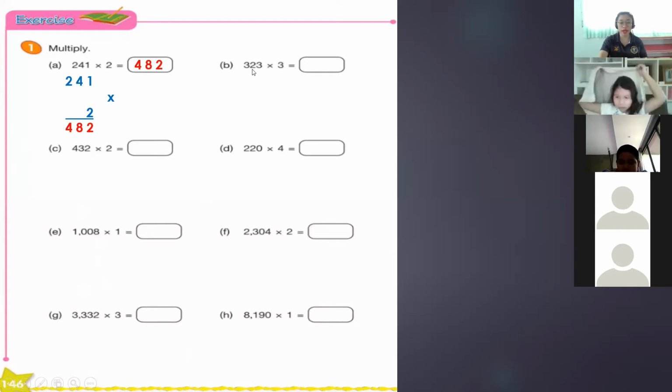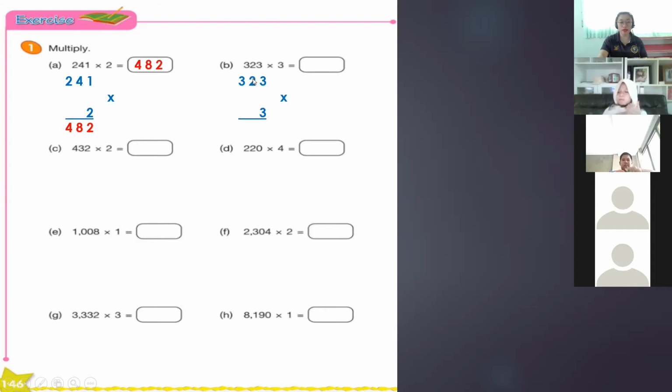Okay, next is in letter B. Okay, letter B, we have 323 multiplied by 3. So let's write 323 times 3. So let's multiply from the ones place. Okay, so 3 times 3 is 9. 3 times 2 is 6. 3 times 3 is 9. So the answer or the product of 323 times 3 is 969.